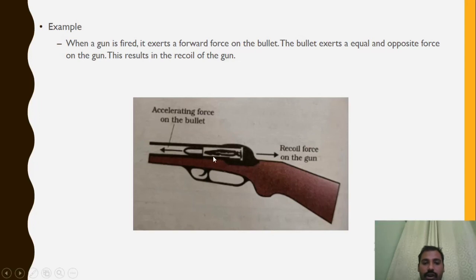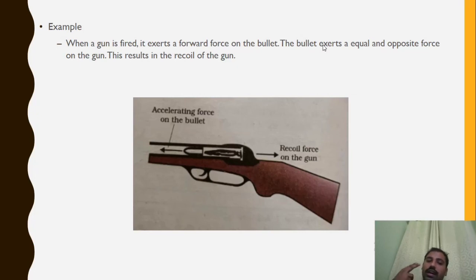Look at the picture. If we are firing a bullet, the bullet will go like this. The acceleration of the bullet will be like this. At the same time, the gun will exert a recoil force backwards on us. For example, when a gun is fired, it exerts a forward force on the bullet. The bullet exerts an equal and opposite force on the gun. This results in the recoil force. That is, if we are firing like this, the bullet will go straight and the gun will exert a backward force towards the person who fired the gun. That is known as recoil force.